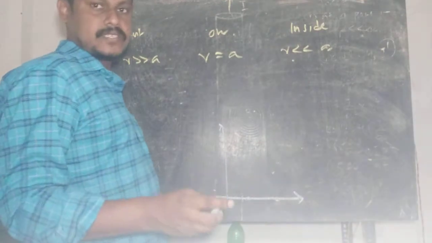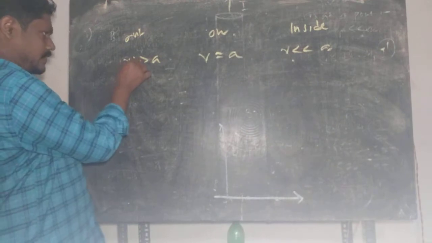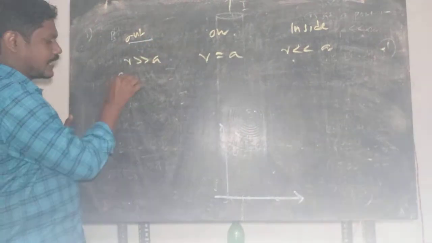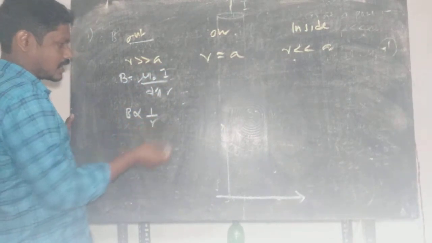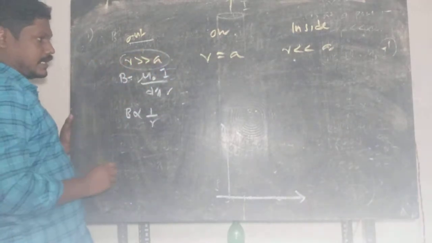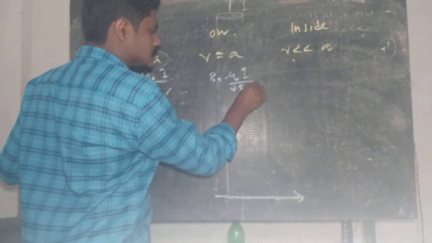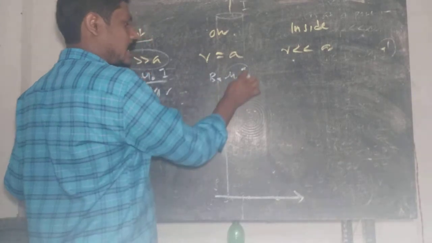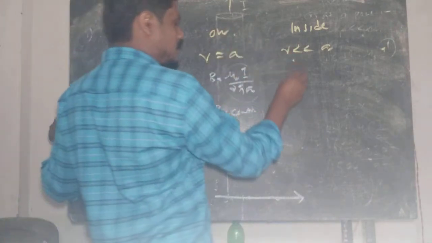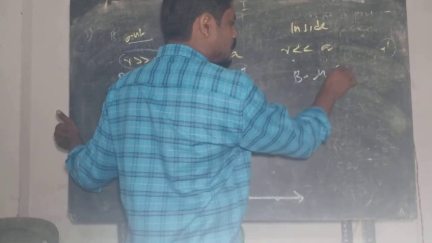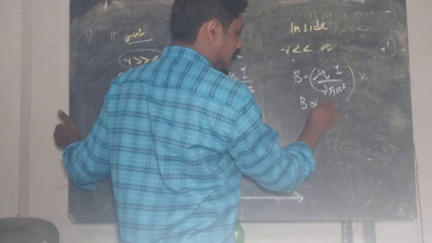Now let us study the variation of magnetic field B about the straight wire with the distance from it. When r is much greater than a, the point is outside, and the equation we have is B equal to mu 0 I by 2 pi r. So B is inversely proportional to r for a point outside, when r is much greater than a. At r equal to a, B equals mu 0 I by 2 pi a. Here mu 0 by 2 pi is a constant, I is constant, a is constant, so B is a constant when the point is on the surface. But when the point is inside, we have B equal to mu 0 I by 2 pi a square into r. So at a point inside, B is directly proportional to r.